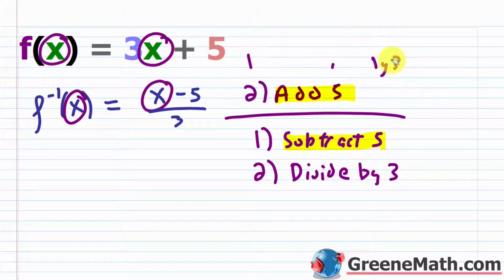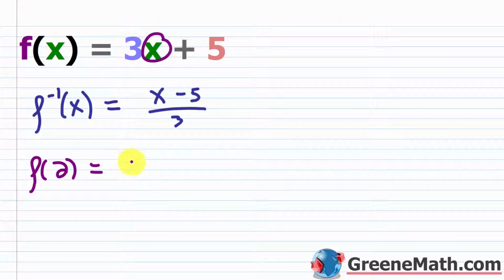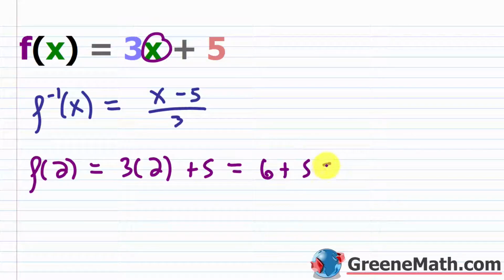To show you this, let's just erase this so we have enough room. Let's just pick one number, and we could just choose something easy like 2. So f of 2 would be what? I'm just plugging in a 2 for x here. And that would be 3 times 2 plus 5. Again, the first thing is I'm multiplying by 3. 3 times 2 is 6. Then I add 5 to the result. 6 plus 5 is 11.